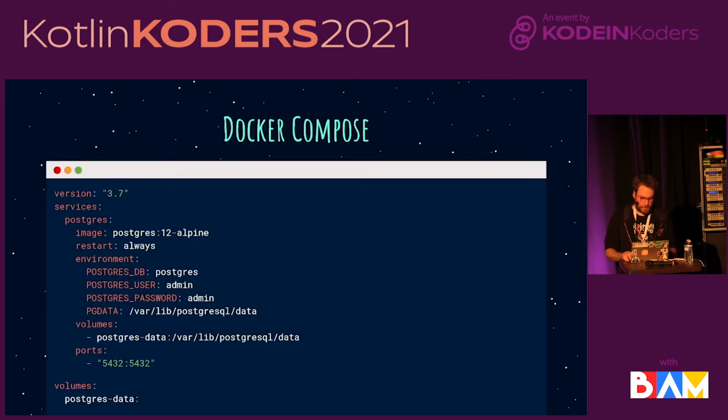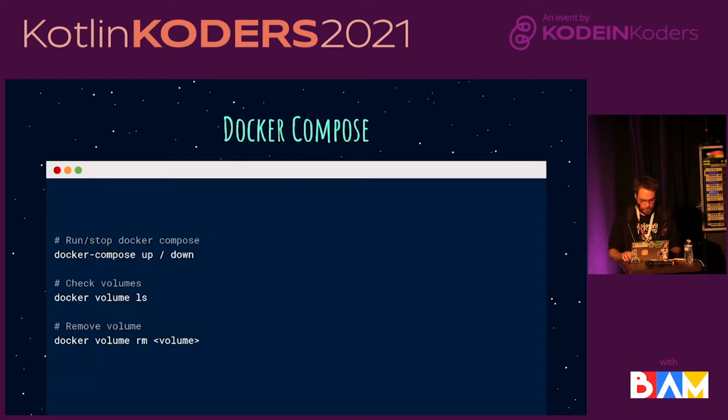It's pretty straightforward here. You define the version, say, okay, I want to use the Postgres 12 Alpine version. I'm going to define the database, user, password, and so on. And then we will be able to run the Docker applications that will hold our Postgres database. In order to start the database, we will be able to do it with docker compose up. If you want to shut it down, docker compose down.